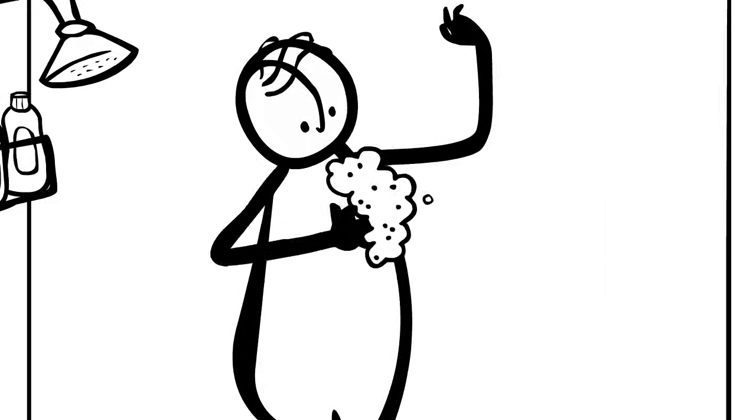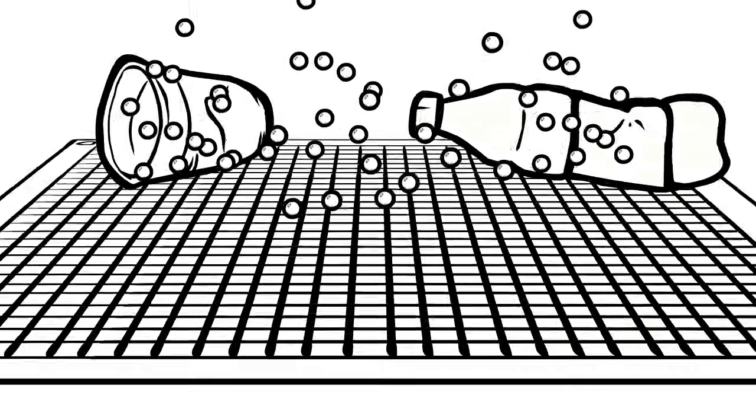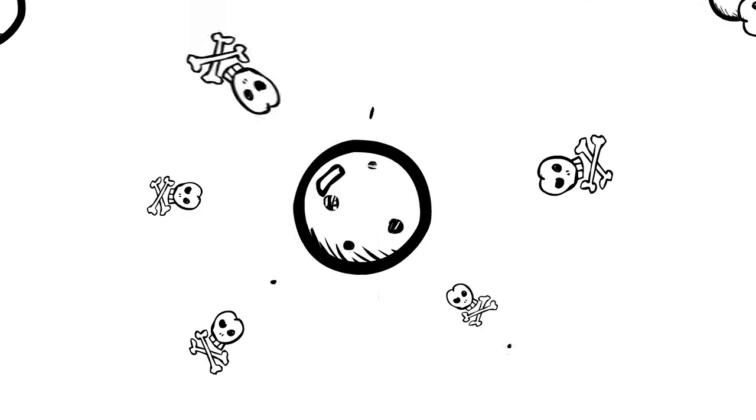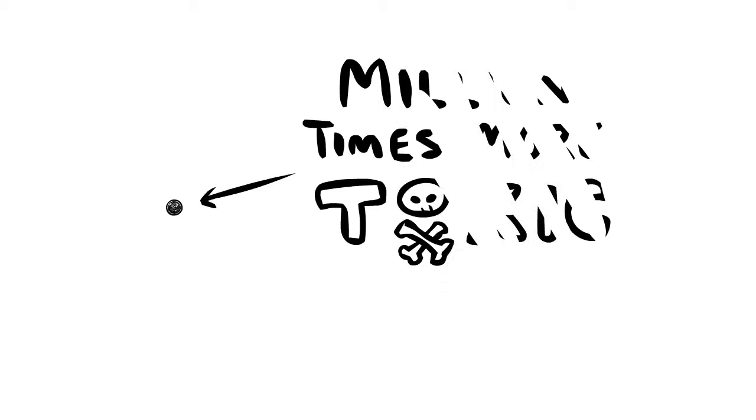But the biggest problem with microbeads is that they're designed to go down the drain. They're so small, most water treatment plants can't capture them, so billions are ending up in our waterways every day. And even worse, these tiny bits of plastic act like sponges, soaking up the toxics around them. So a single microbead can end up being a million times more toxic than the water around it.